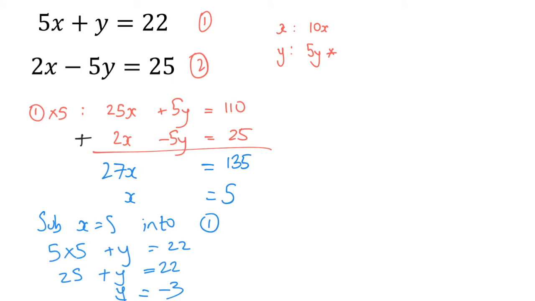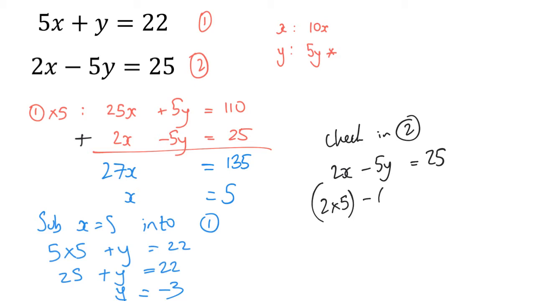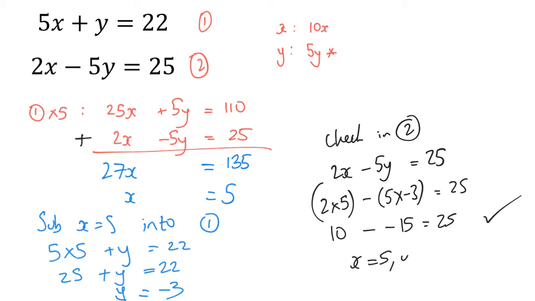Let's check that out in equation 2. So that's 2x take away 5y equals 25. That's 2 times 5. Take away 5 times minus 3 equals 25. So that's 10 take away minus 15 equals 25. And yep, that's right, because the two minuses make a plus, so you get 10 plus 15 is 25, and that's right. So therefore, x must equal 5, and y must equal minus 3.